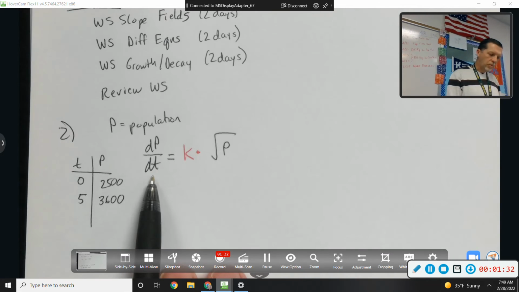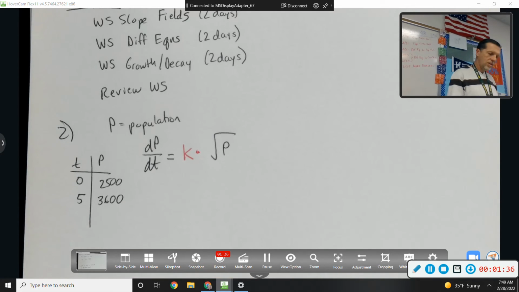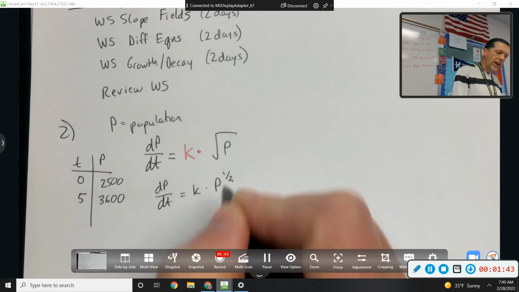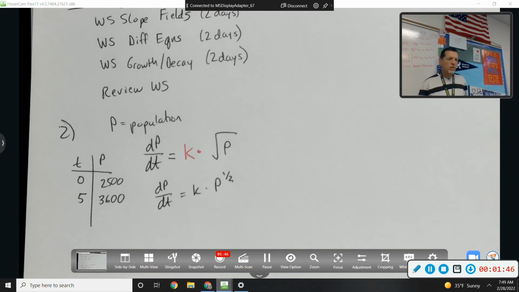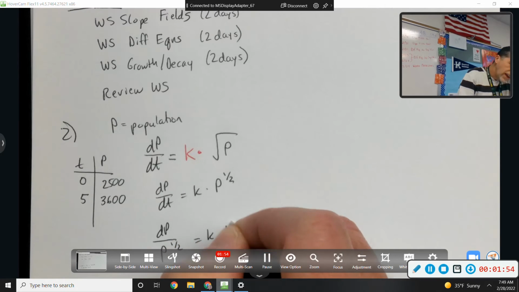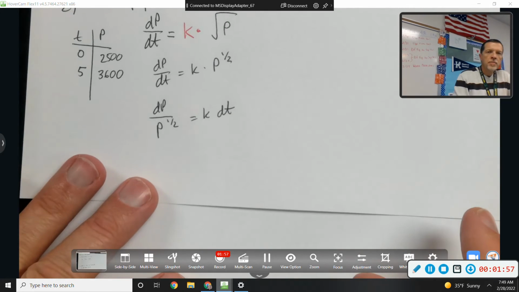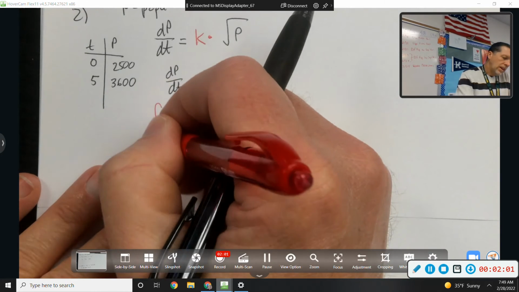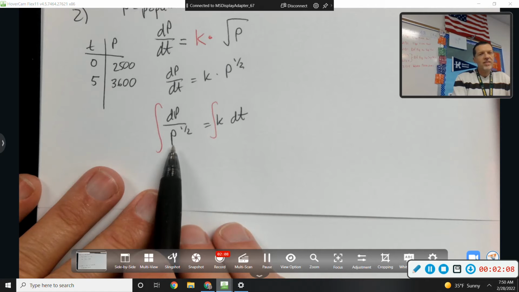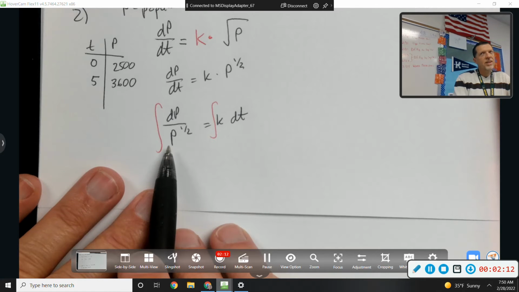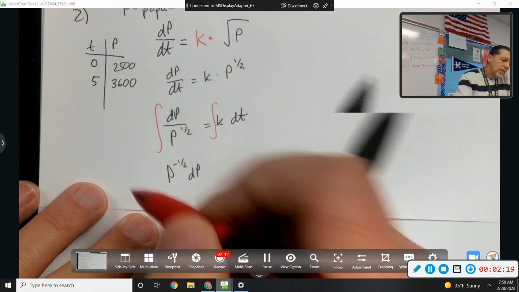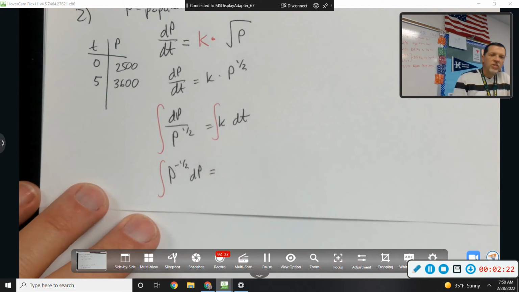Okay, so I want to separate variables and then integrate both sides. Don't really like square roots because I can't integrate with square roots. So move things around. dP over P to the 1/2 equals k dt. I want to integrate, but sort of not yet, because what do I need to change or fix on the left-hand side here? Yeah, let's rewrite that as P to the negative 1/2. Shouldn't have started this problem at the bottom of the page.